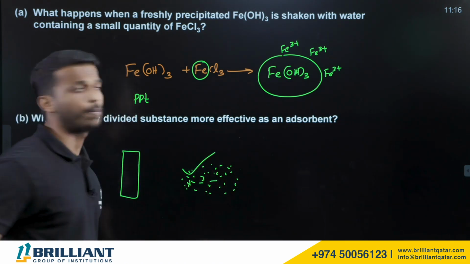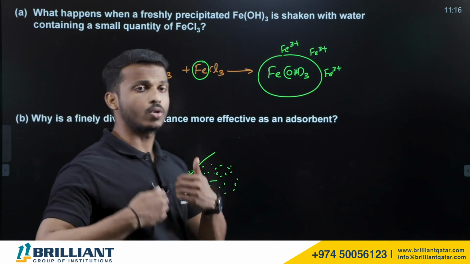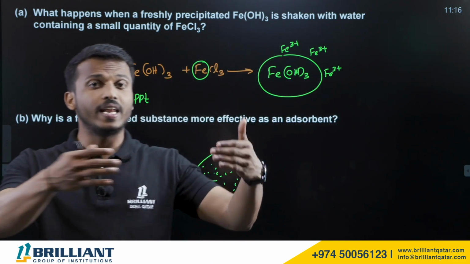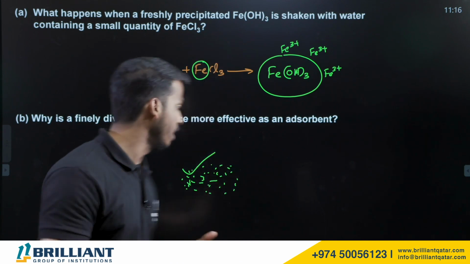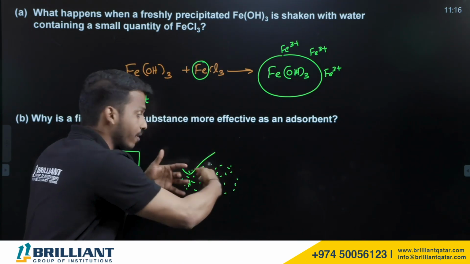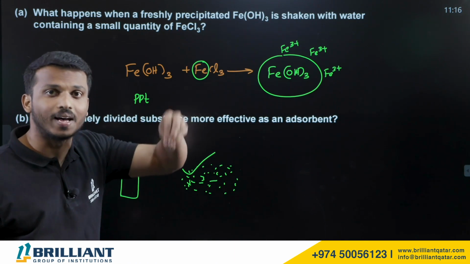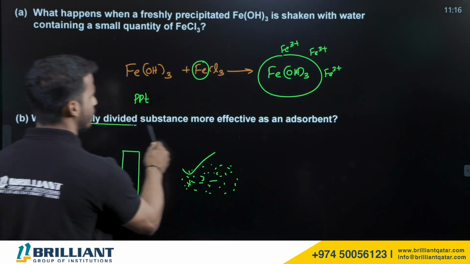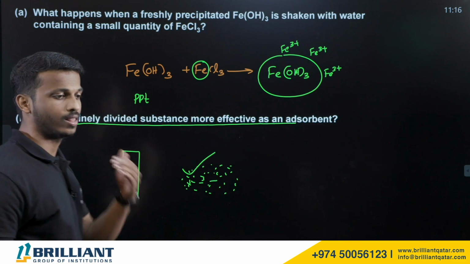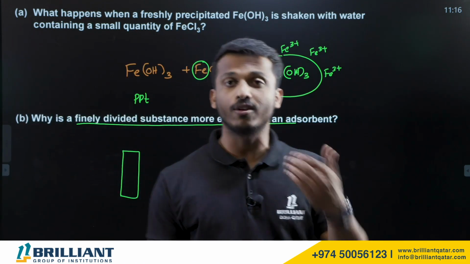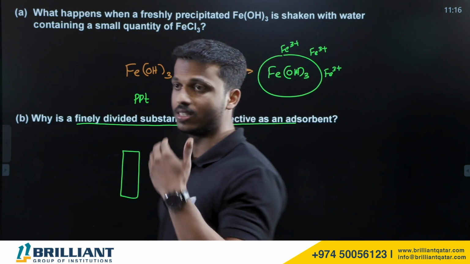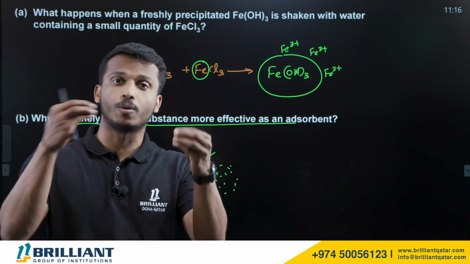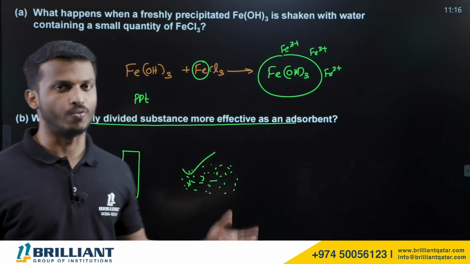In the powder form, because when you make a solid into powdered form, its surface area increases. Surface area is a very big factor for adsorption. If surface area increases, more active sites are there to react. So the reason a finely divided substance is more effective as an adsorbent is that its surface area increases. Surface area is proportional to the rate of adsorption. As the surface area increases, more adsorption sites will be there, and the reaction can happen so fast.